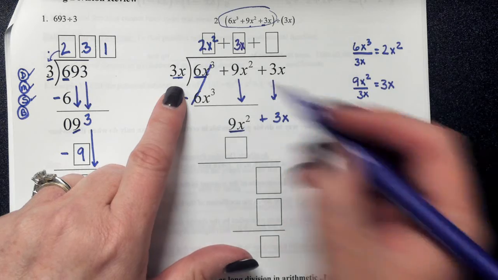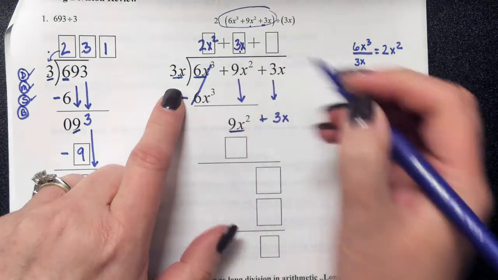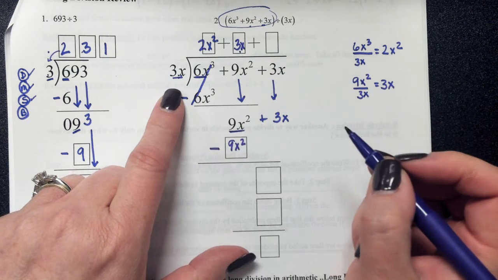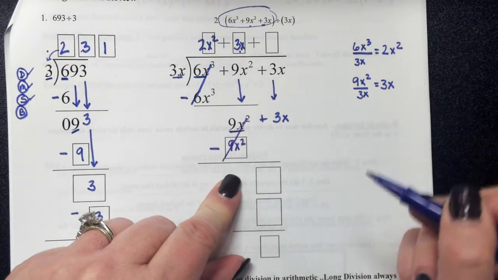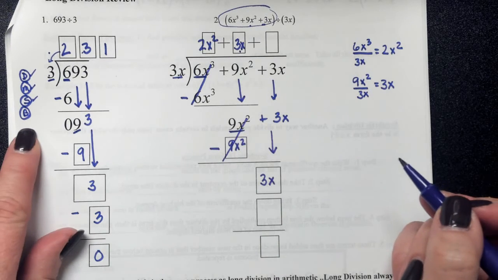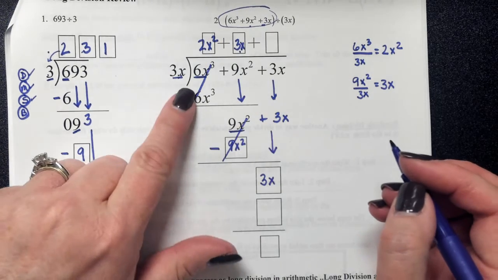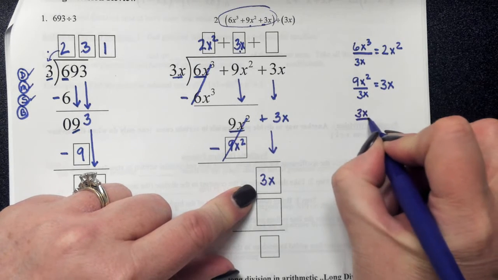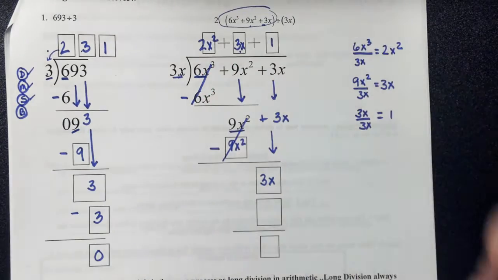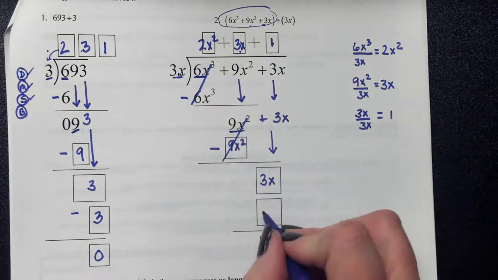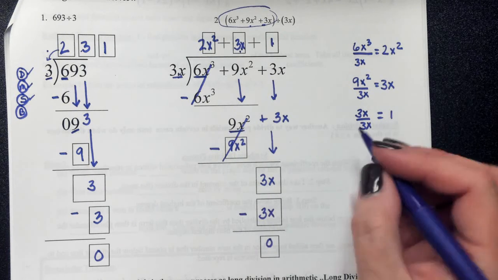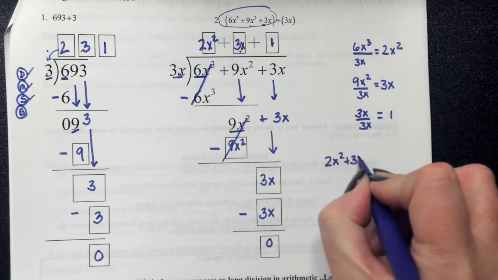Repeat your process again. I divided. 3x times 3x is 9x squared. Next I'm going to subtract, and 9x squared minus 9x squared gives me 0. I'm going to bring down my 3x. After I bring down, I repeat the process again. So I have to take 3x and divide it into 3x, which is just going to give me 1. Again, separated by addition signs, that's plus 1. 1 times 3x is 3x. Again, I'm just going to subtract, and that's 0. So there is no remainder, and my answer would just be 2x squared plus 3x plus 1.